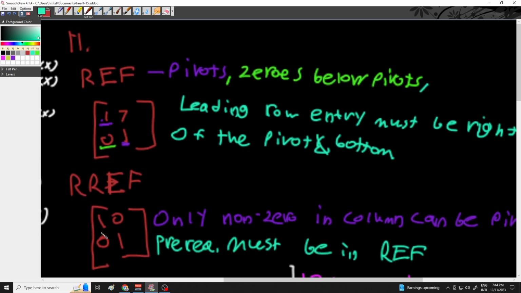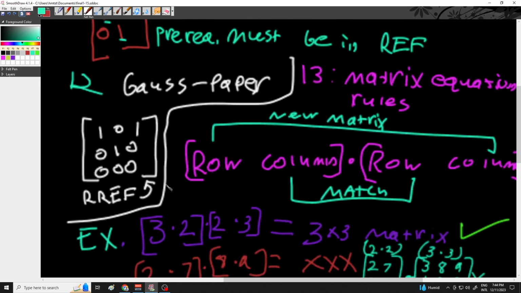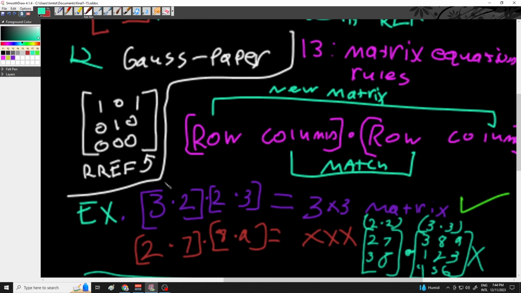And then I drew that right there. These are the 2 pivot points, and they're the only non-zero entries, or ones. And then the prerequisite to doing the reduced row echelon formation is you have to have the first form, row echelon formation, first. And that's the in-depth answer to number 11. Number 12 is the Gaussian thing.